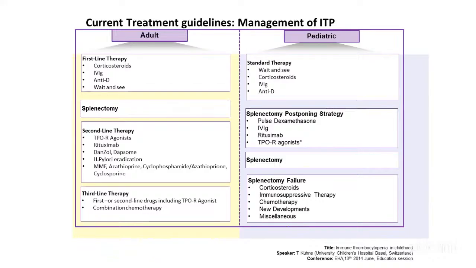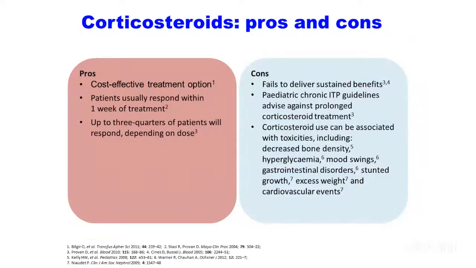First line therapy is usually corticosteroids and IVIG, and see the response. In case of adults, there might be splenectomy. Second line therapy is usually thrombopoietin receptor agonist, rituximab, might be danazol, dapsone, might be H. pylori eradication, azathioprine, cyclophosphamide, or mycophenolate mofetil. Third line management usually includes the first and second line management, including TPO receptor agonist or combination chemotherapy.